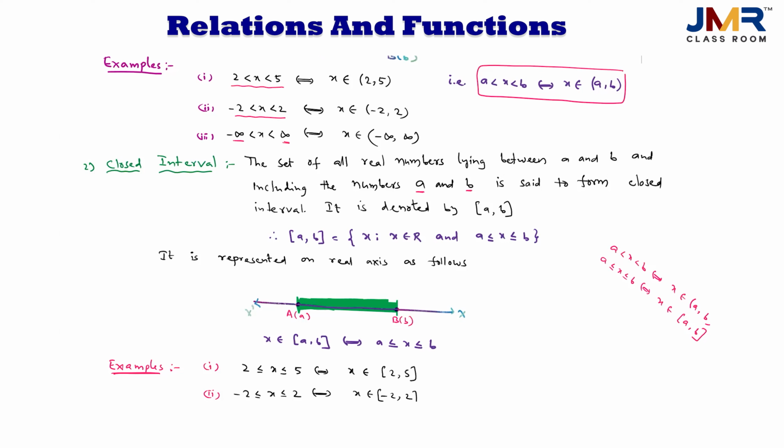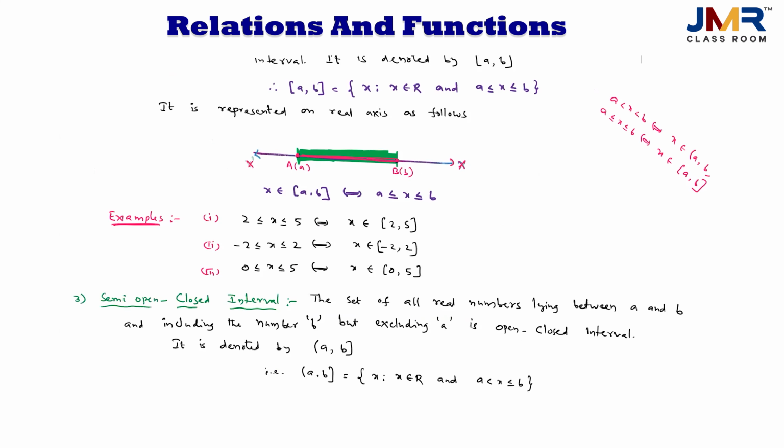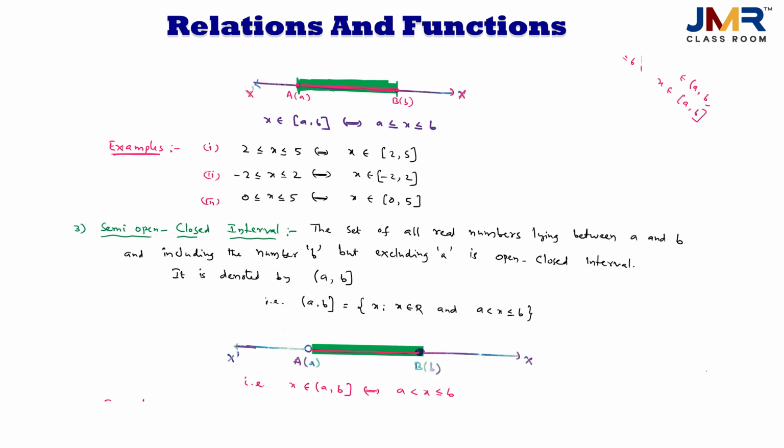So this is the number line, again the real axis, x and x'. These are the points a and b. So [a, b] means between a and b, including a and including b. That is, x belongs to [a, b], a ≤ x ≤ b. Examples. Suppose 2 ≤ x ≤ 5.